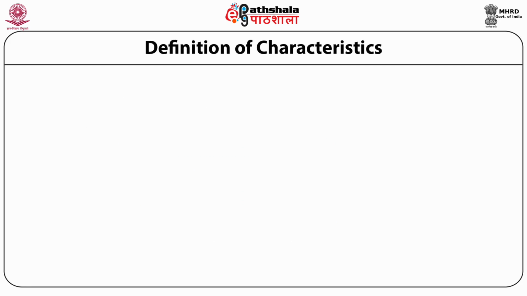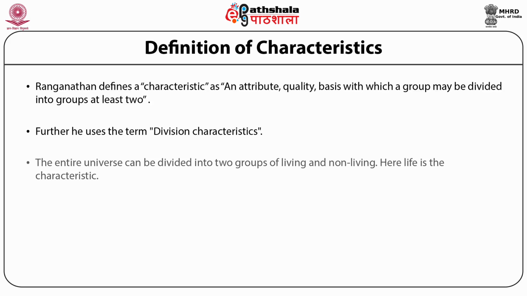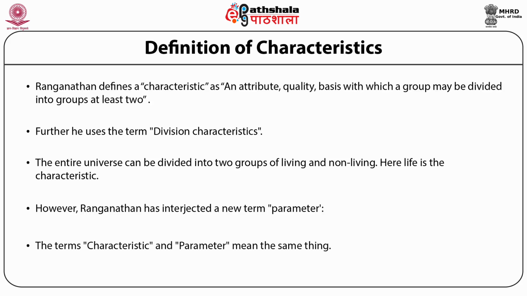Definition of characteristics. Ranganathan defines the characteristic as an attribute, quality, or the basis with which a group may be divided into smaller groups, at least two in number. Further, he uses the term division characteristics. The entire universe can be divided into two groups of living and non-living. Here, life is a characteristic of division. However, he has introduced a new term, parameters. Parameter is also some sort of a characteristic. The terms characteristics and parameters mean the same thing.